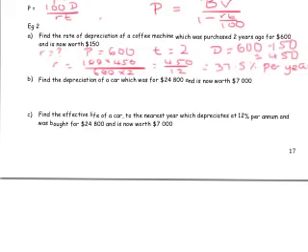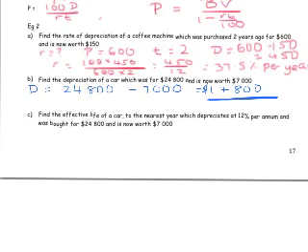And example 2 should read, find the depreciation of a car which was bought for $24,800 and is now worth $7,000. This is what I was saying right at the very start. You don't need to worry about a formula. Depreciation is just what we started with and now what it is worth. So we bought it for $24,800. It's now only worth $7,000. So depreciation is $24,800 minus $7,000, which is $17,800. Don't try and make it more complicated than it is.